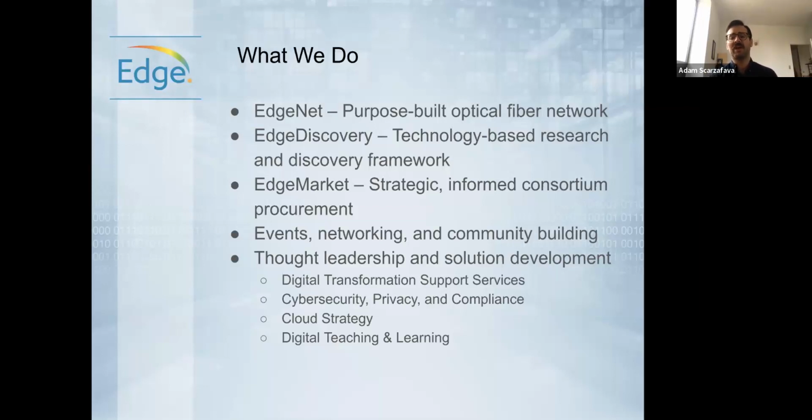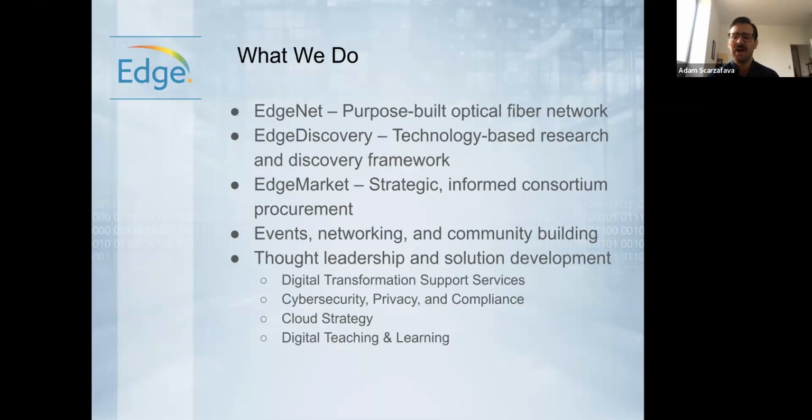Edge Discovery is a technology-based research and discovery framework, and we're able to work with our members to do lots of innovative things on the network to support research, whether that's peering with other research institutions, internet to cloud frameworks that institutions need to connect to effectively conduct their research. We really try and build out those supports, and not only on the technology side, but on the leadership, guidance, grant support side as well. So Edge Discovery really kind of covers the gamut as far as backing up our research institutions that are in the consortium.